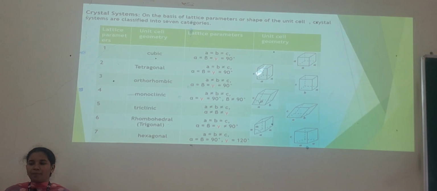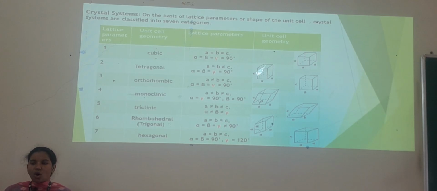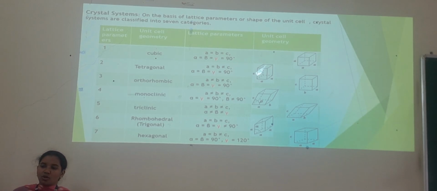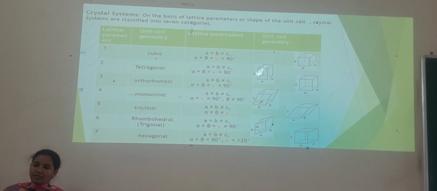In the orthorhombic, all the sides are not equal to each other. That's why a is not equal to b, b is not equal to c. And all the angles are right angles, perpendicular to each other. Coming to the monoclinic, all the sides are not equal, where alpha and gamma are equal to 90 degrees, and one angle is not equal to 90 degrees.